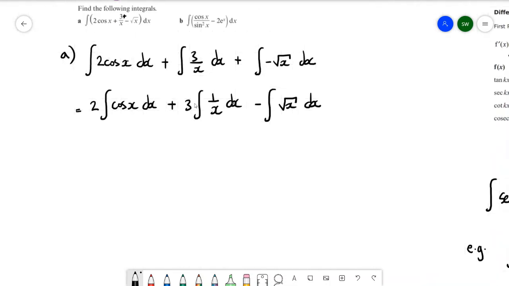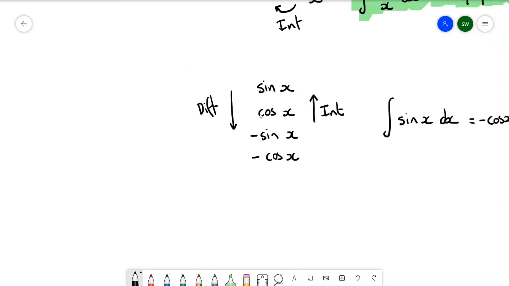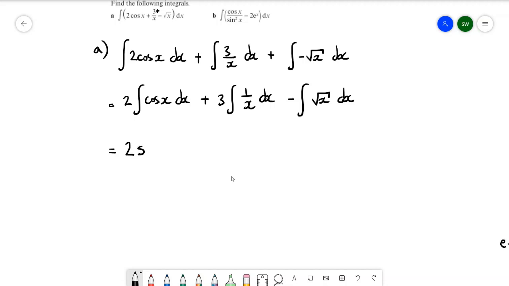So each of these integrals are standard integrals that we can either remember or get from the formula book. To integrate cos x, we're thinking about this diagram. If you integrate cos x, you get sine x. So we can write this as 2 sine x plus 3. And then if you integrate 1 over x, we've learnt that that's natural log of the modulus of x. And to integrate root x, we're going to write that as the integral of x to the power of a half, because this is just an x to the power of something term.